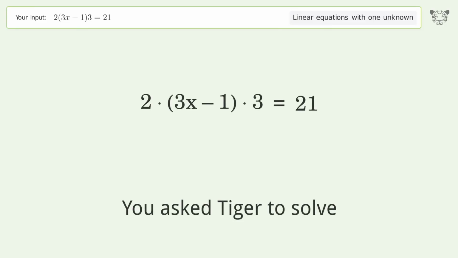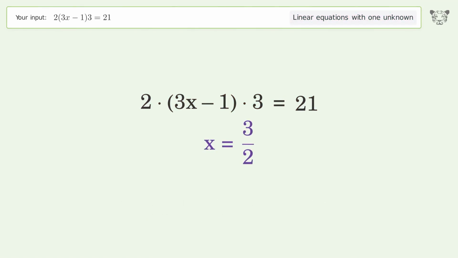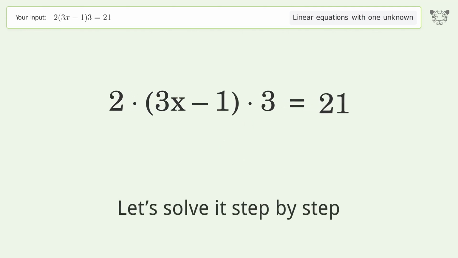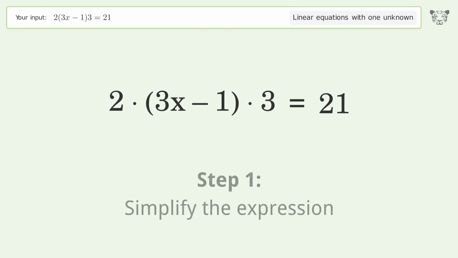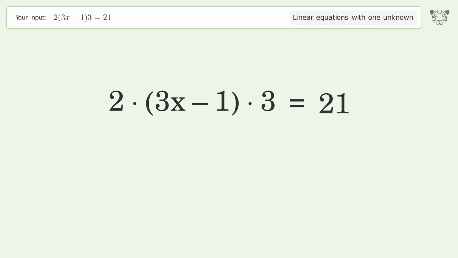You ask Tiger to solve. This deals with linear equations with one unknown. The final result is x equals 3/2. Let's solve it step by step. Simplify the expression. Group like terms.